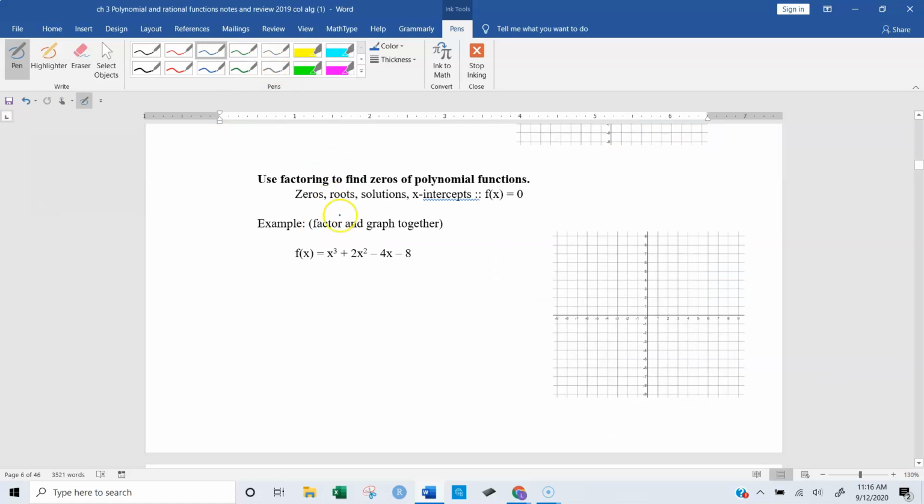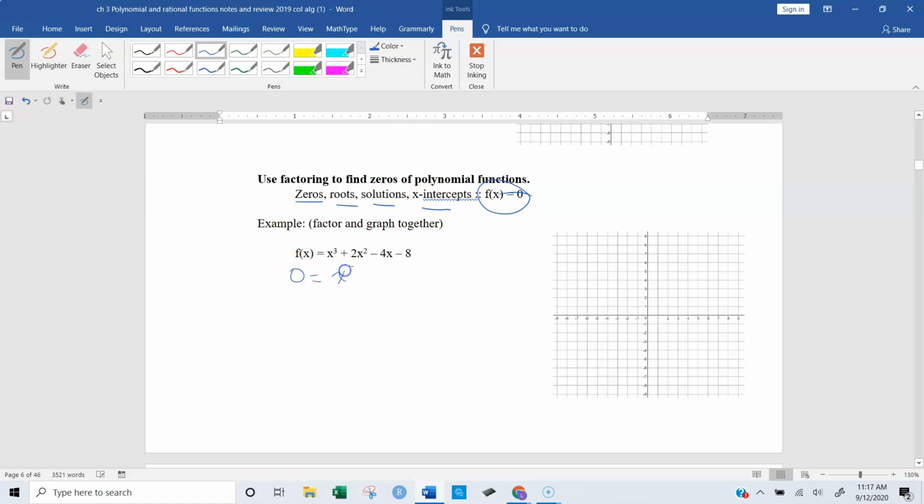Okay, when I talk about zeros, roots, solutions, x-intercepts, all of these mean the exact same thing. So all four of those words mean I let it equal 0. So if I asked what the zeros are, you would do the same thing as if I asked for the roots or the solutions or the x-intercepts. Those are four words that are identical. So let's plug in 0 here.